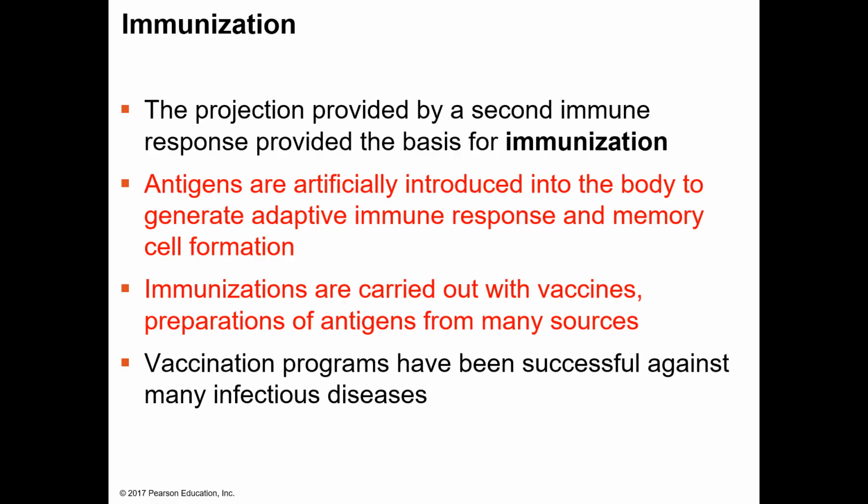So immunizations, very interesting, the very first one developed by Jonas Salk to polio. And these immunizations have come a long way since that first one was developed in the late 40s, early 50s. So the way that immunizations work is that these antigens are artificially introduced into the body to generate the adaptive immune response, and then the whole goal is to create memory cells. Those memory cells then become important when the individual is infected with that pathogen again later.